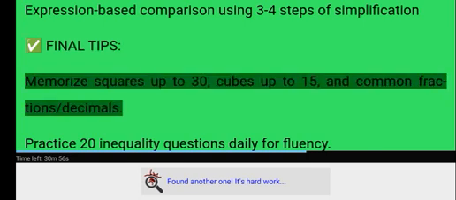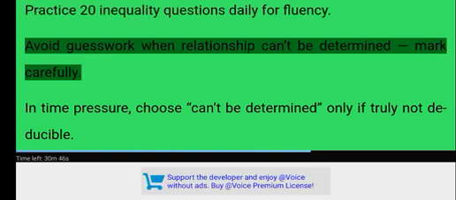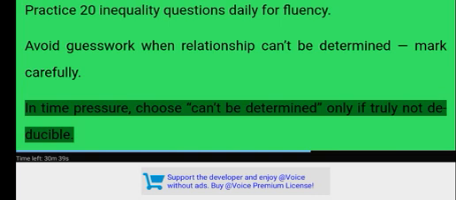Final tips. Memorize squares up to 30, cubes up to 15, and common fractions and decimals. Practice 20 inequality questions daily for fluency. Avoid guesswork; when the relationship can't be determined, mark carefully. In time pressure, choose can't be determined only if it is truly not deducible.